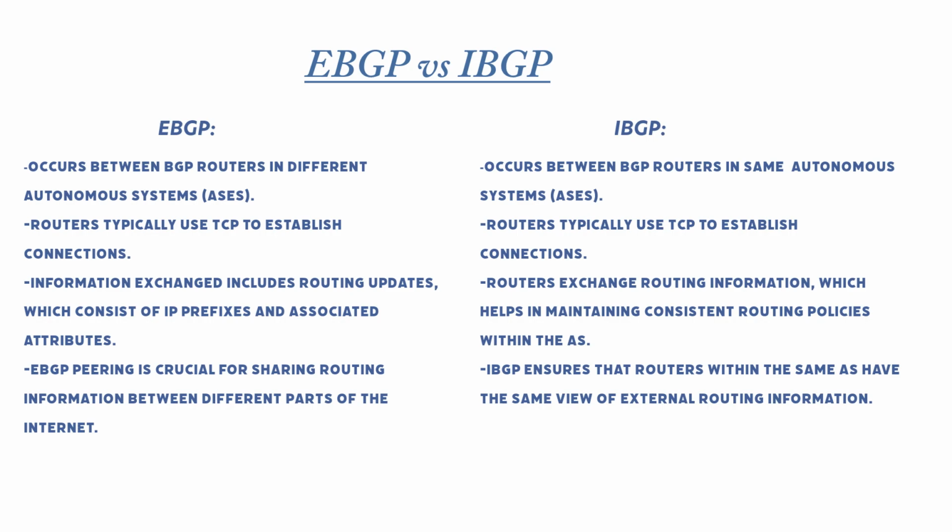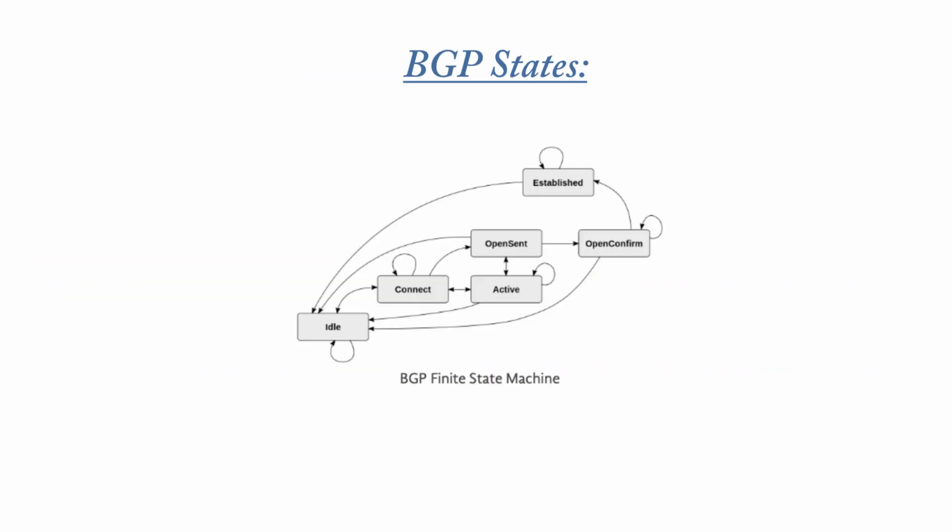Now these are the two types of peerings, which we are going to talk about in detail in the coming video. Now, how is this peering formed? This peering is formed by sending some messages. There are four types of messages: open message, update message, keepalive message, and notification message. Along with these messages, there are also certain BGP states.